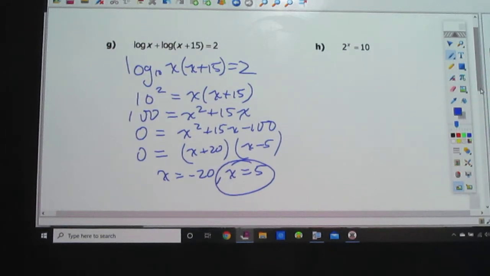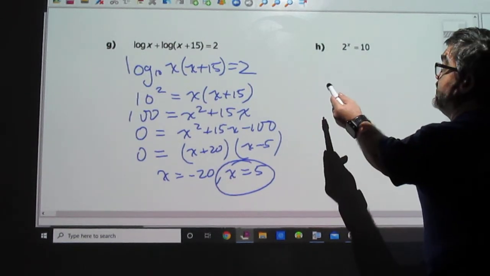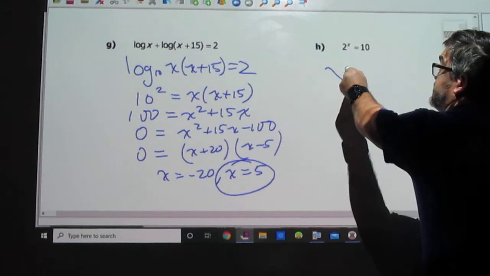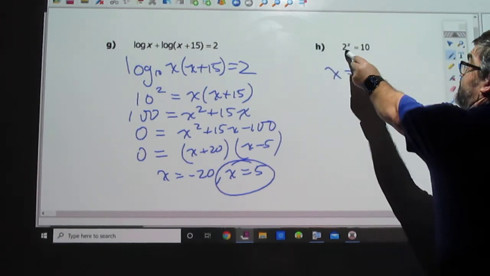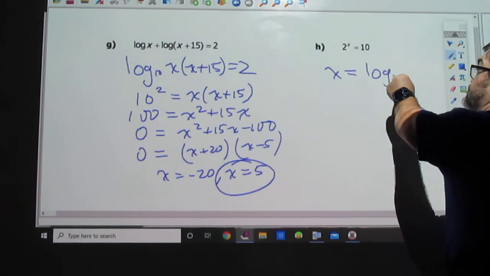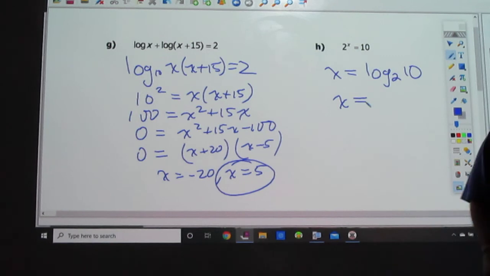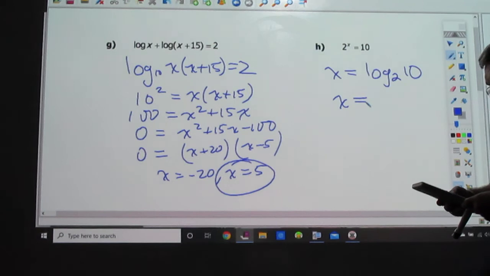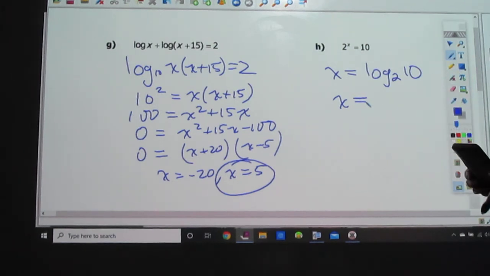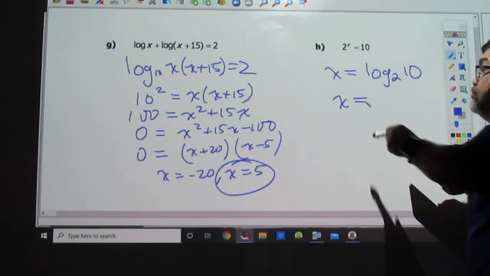This last one, another real easy change of base formula. So x equals, there's the base, so it's log base 2 of 10. And I'd like you to do that one on your calculator. I'm not going to use the computer one this time, I'm going to use my own. So it's math, change of base, which was A. Then I put the 2 and then the 10, and I get 3.32.